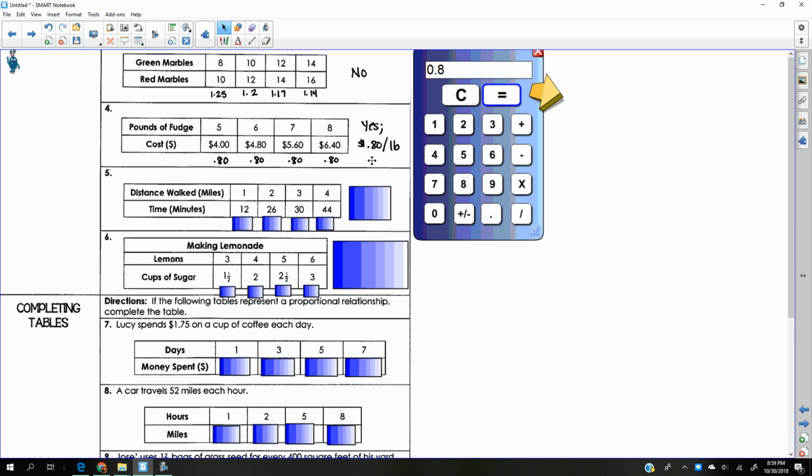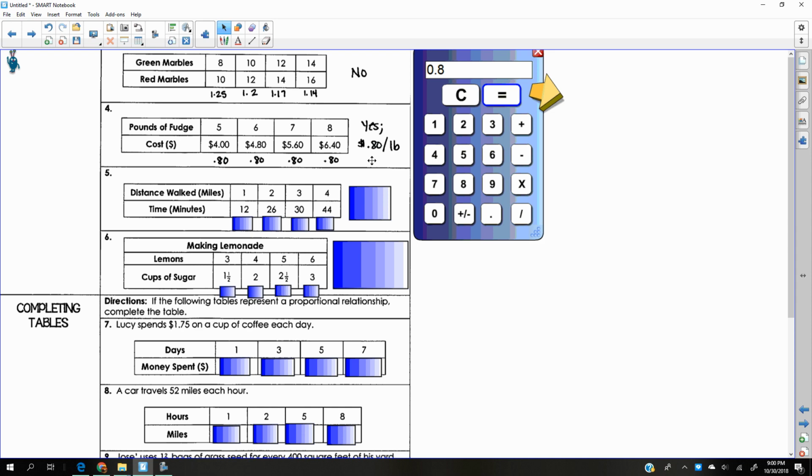All right, try number 5. Number 5 is distance walked in miles, and that's in how many minutes. So you can see that someone walked 1 mile in 12 minutes. I can't even run a mile in 12 minutes. How in the world did they walk it? But okay, so let's see if the rate stays the same. But pause the video, try it on your own. All right, so now you're back.